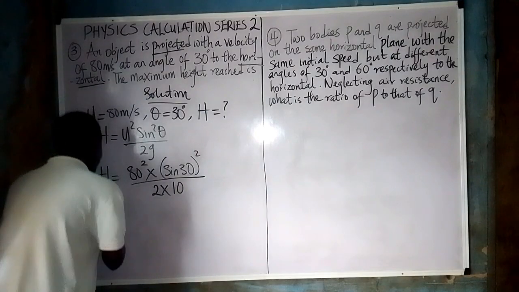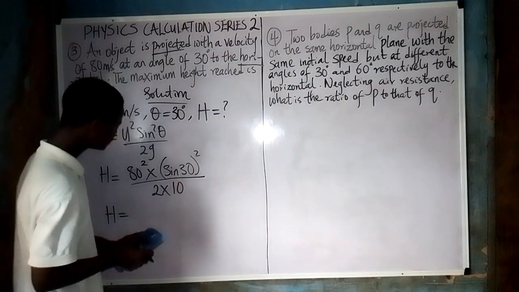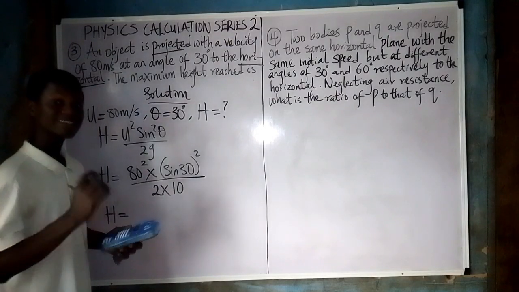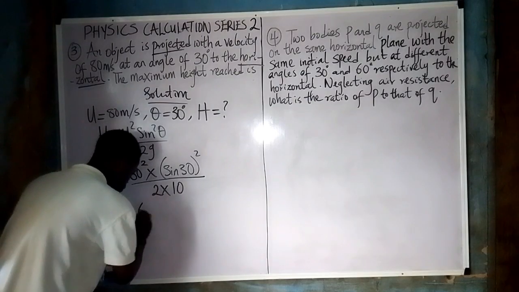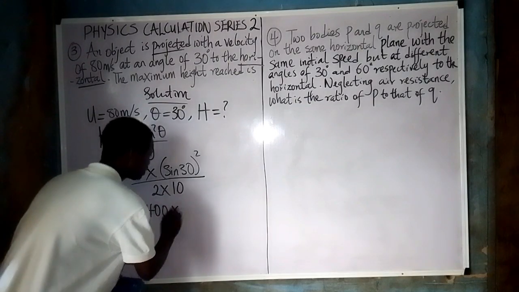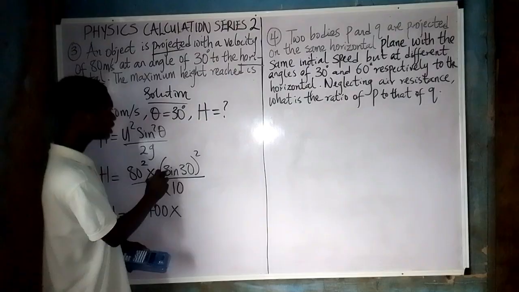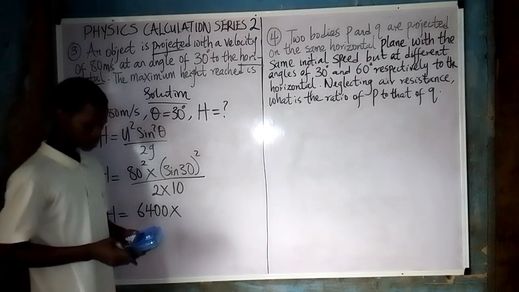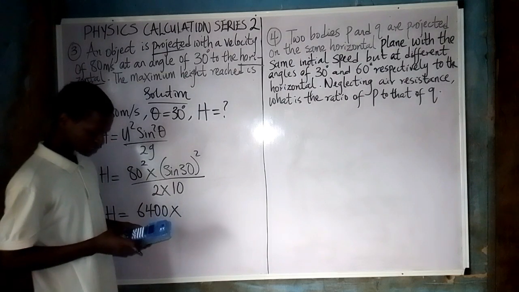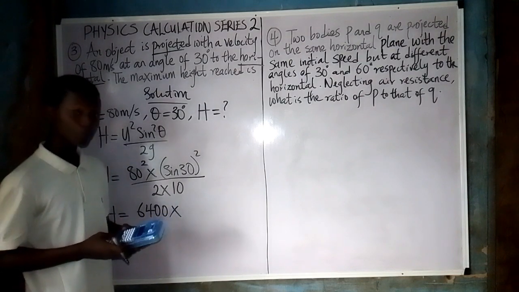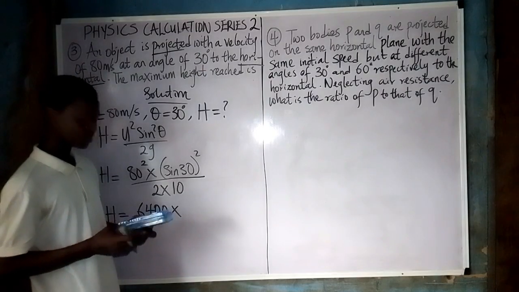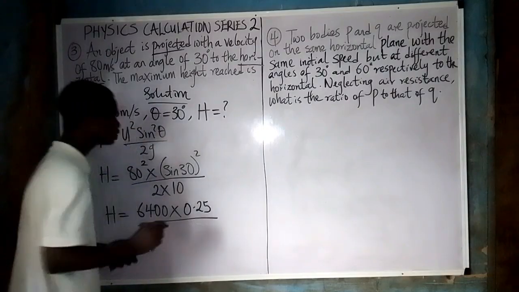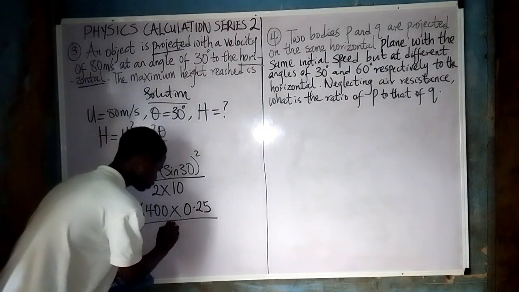So from here, H will now be equal to, now let's see 80 squared. Let's see what that will give us. 80 squared gave us 6,400. We'll come here and write 6,400 times. Now this is how we do it. We'll take the sine of the angle. Whatever we get, we'll now finally square it. So what is sine 30? That is 0.5. So let's square 0.5. That gives us 0.25. Now everything over 2 times 10 gives us 20.